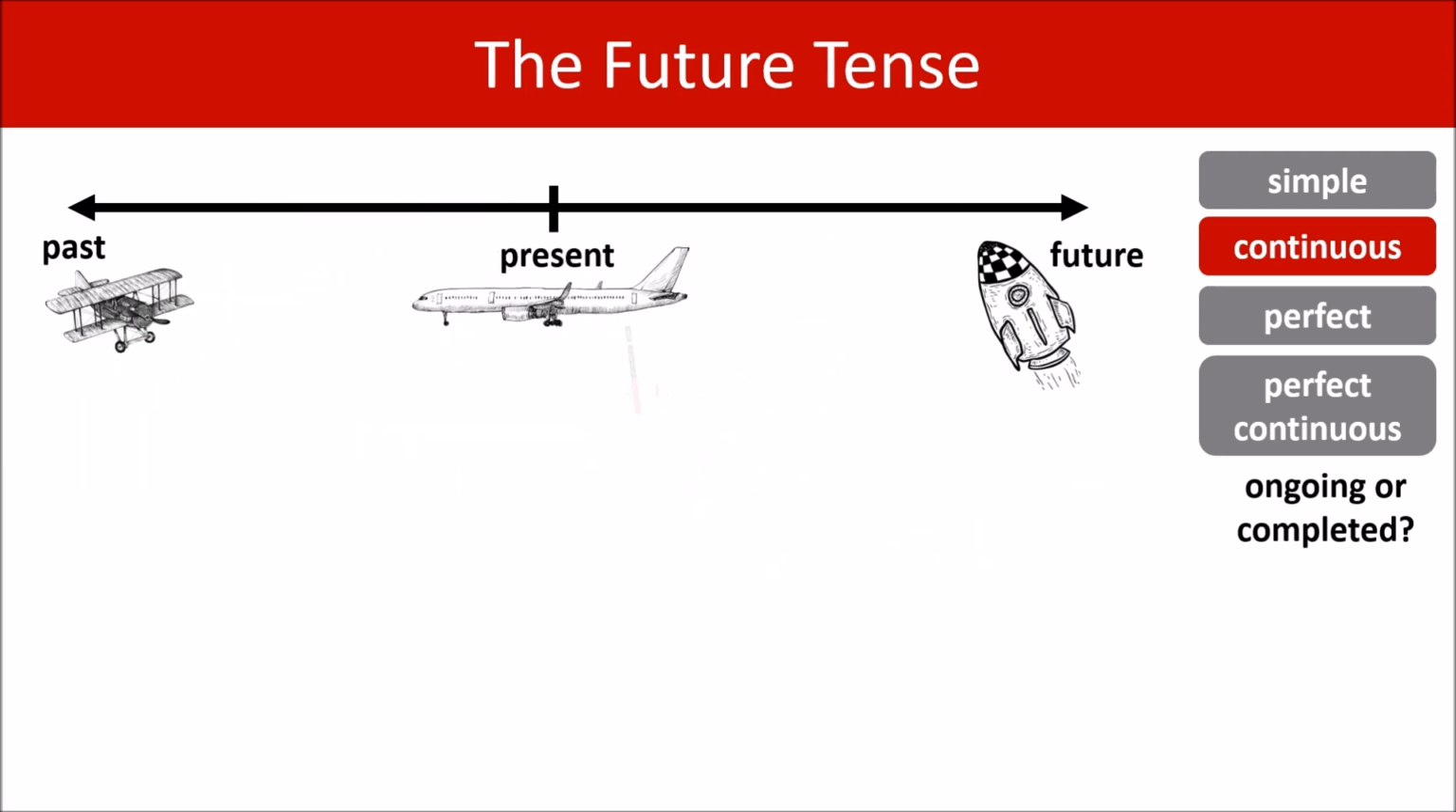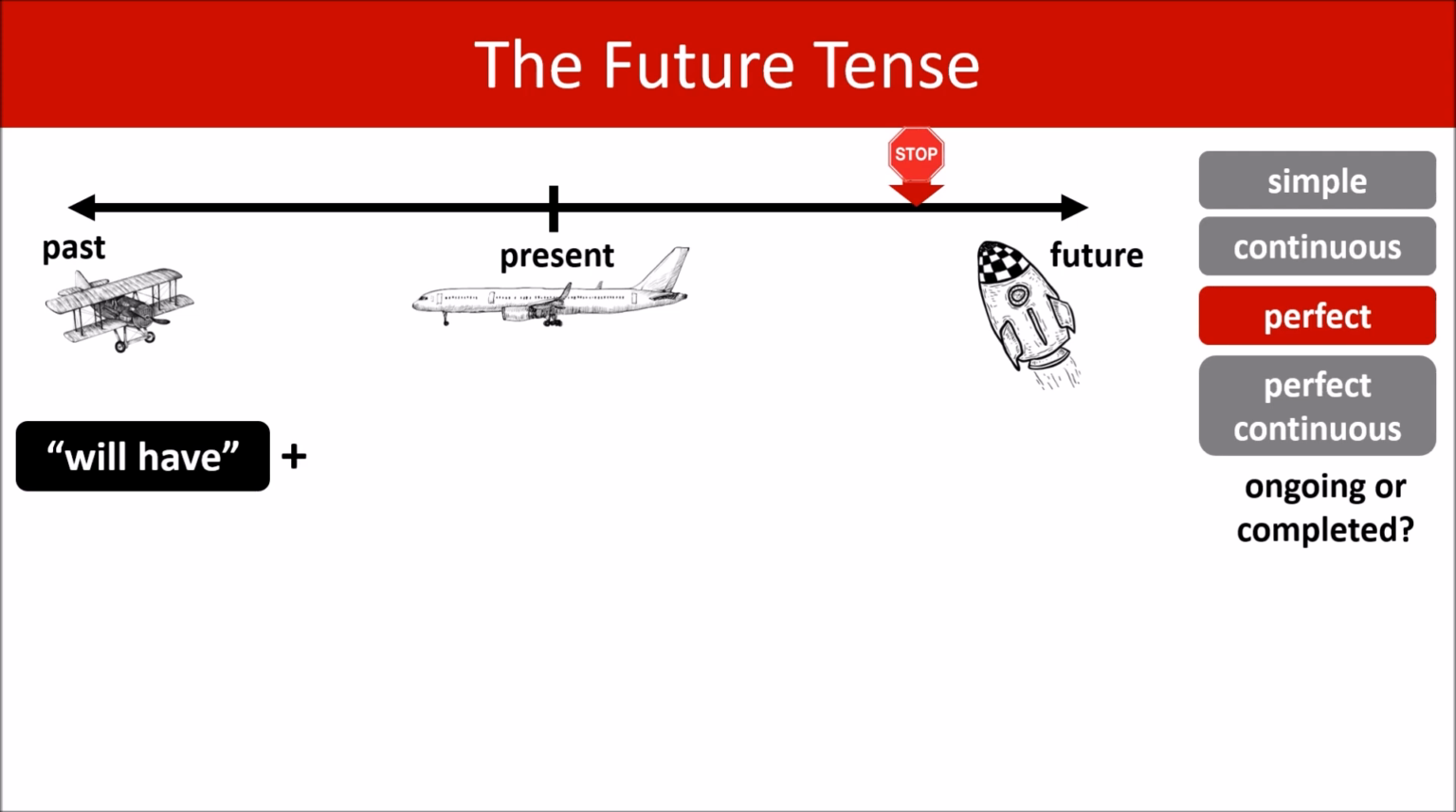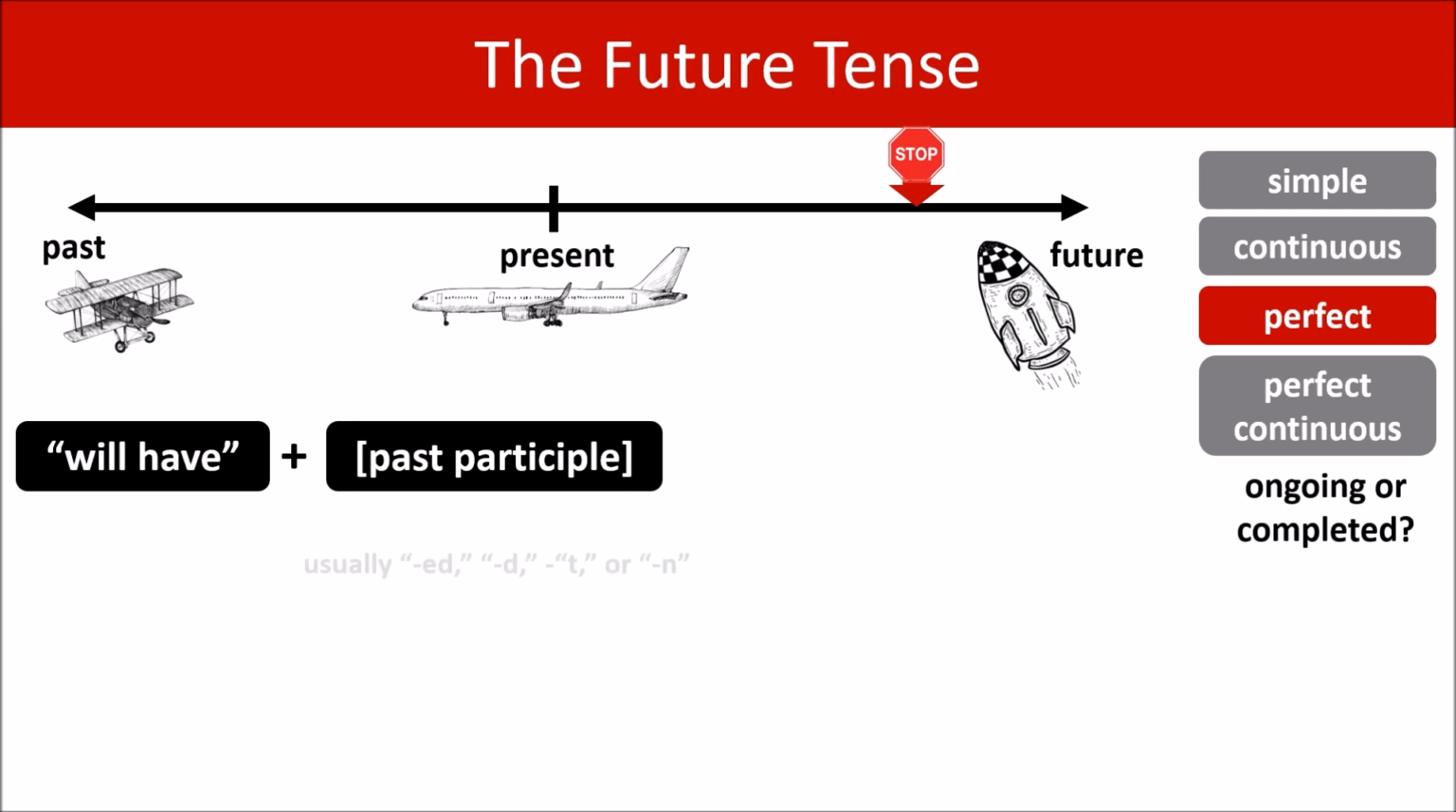Let's keep going. Next, the future perfect tense. The future perfect tense is for a completed action in the future. Let's look at this. The construction is will have plus the past participle form of the verb. Now, the past participle is a little bit more difficult to form than the present participle because there are various endings. Usually the endings are ed, d, t, or n, but there are others. We have a whole lesson on the website about past participles.